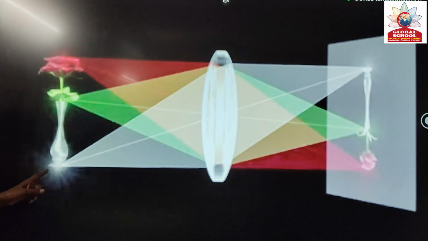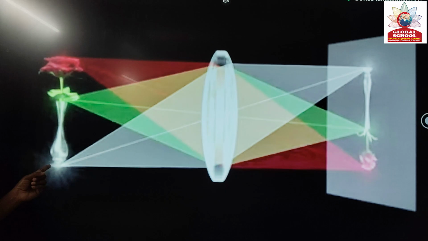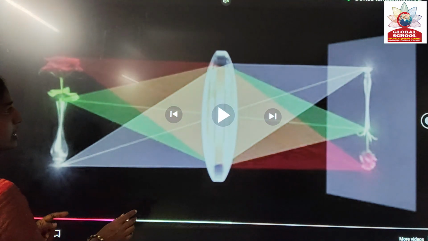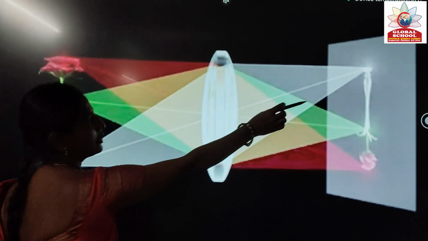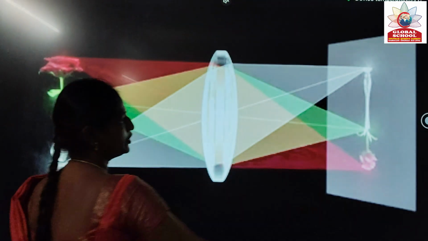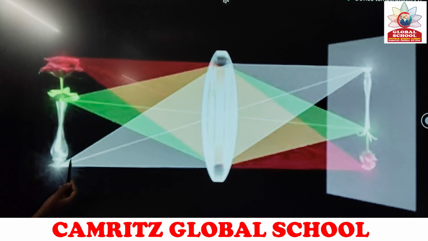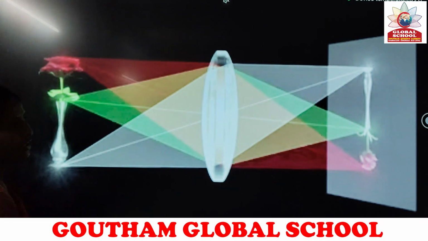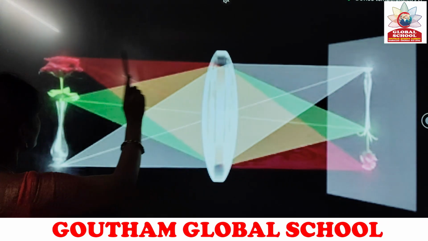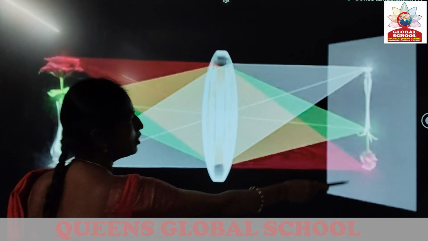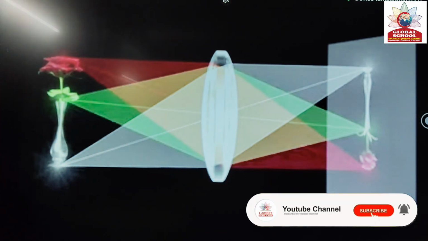For the bottom of the object, here also I am taking three rays. These three rays get refracted and form an image here. It means in a biconvex lens we will get inverted images. Now see the image. Here the flower is at the top and you are seeing the image at the bottom. Always in a biconvex lens we will get the inverted image.